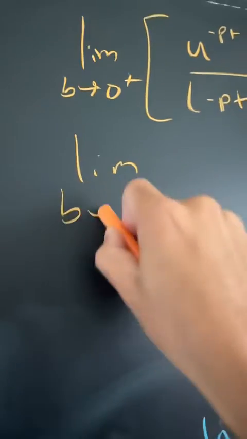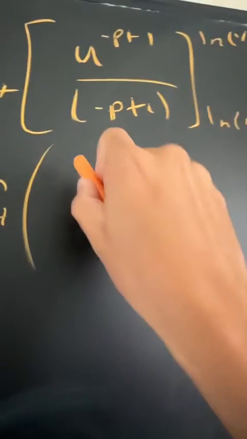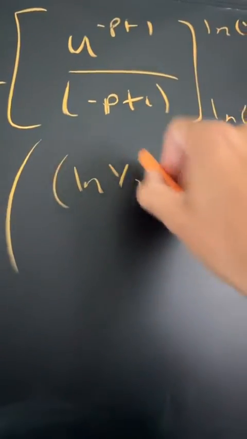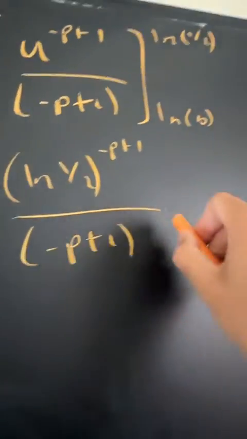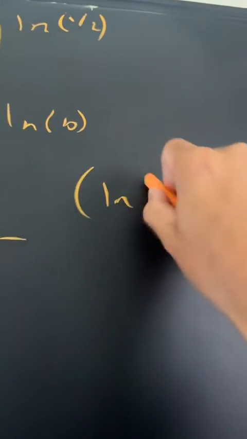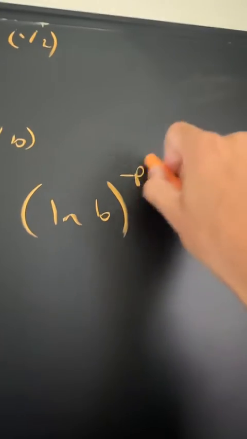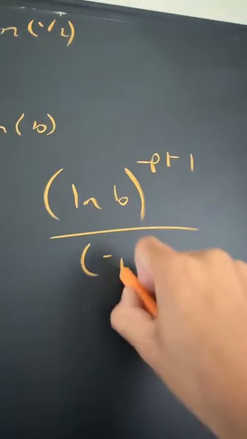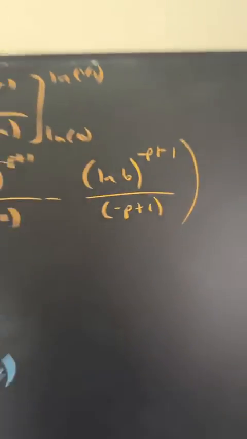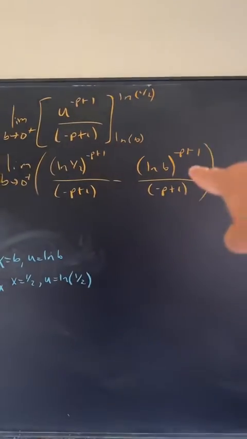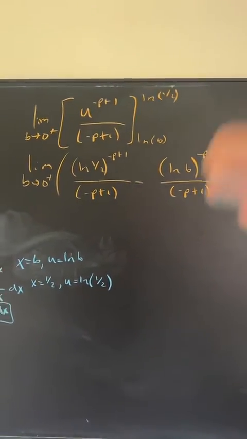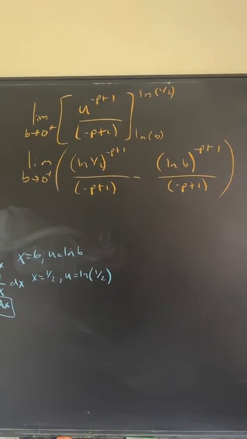We have the limit as b approaches 0 from the right side of natural log of 1/2 to the power of negative p plus 1 all over negative p plus 1, minus natural log of b to the power of negative p plus 1 all over negative p plus 1. And there we go. We just need to find this limit. So remember, we just need to figure out the value of p that's going to give us this value. In other words, we want this to converge.